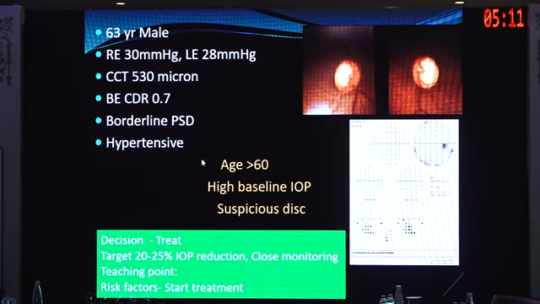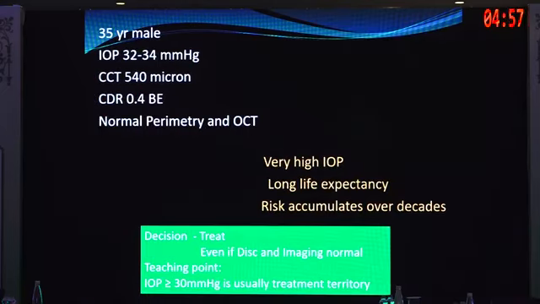Borderline PSD, and the patient is hypertensive. So age is more than 60, high baseline IOP, suspicious disc. Decision will be to treat, target 20 to 25% IOP reduction with close monitoring. Teaching point is if there are risk factors, we need to start treatment.